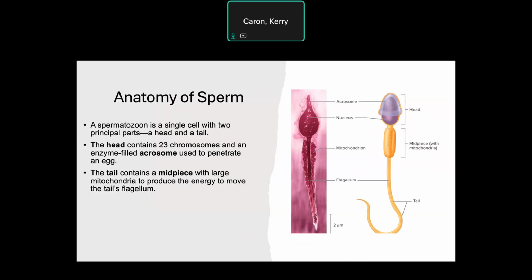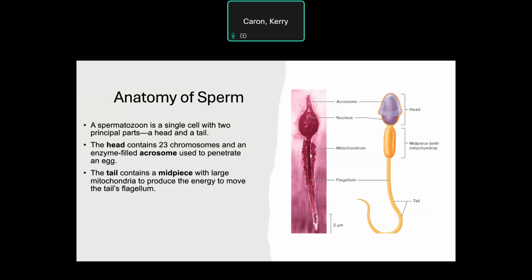Okay, so we've talked a lot about sperm. Sperm or spermatozoa, or plural is spermatozoon, is a single cell. It's the sex cell. It's a gamete with 2 principal parts. It has a head and it has a tail. And the head contains 23 chromosomes and an enzyme. It's got a tip called the acrosome, and that tip is used to penetrate an egg. So that's got an enzyme that may break the membrane down a little bit. And that acrosome is that pointed tip to allow the sperm to penetrate the egg. The head has 23 chromosomes.